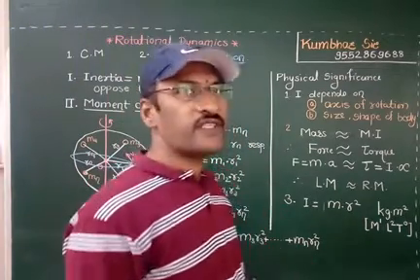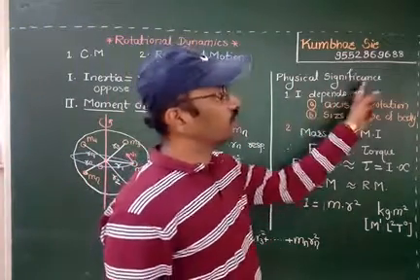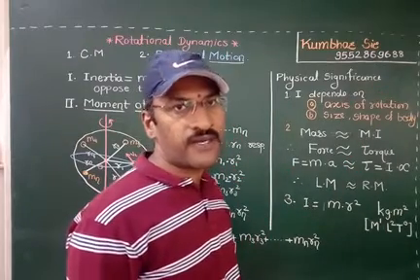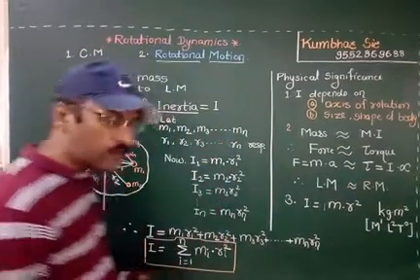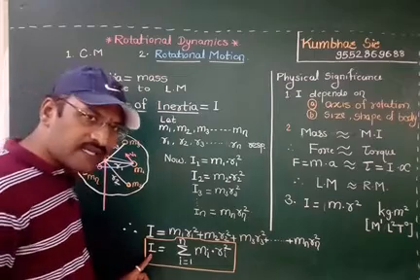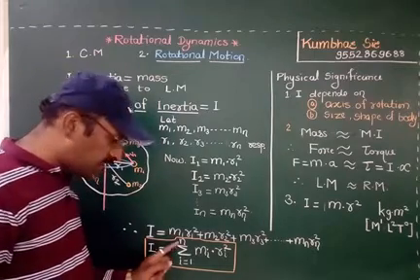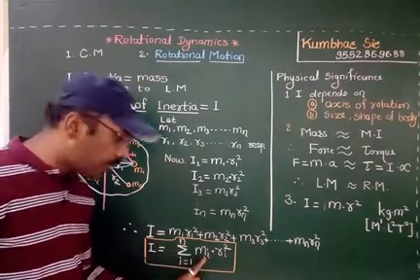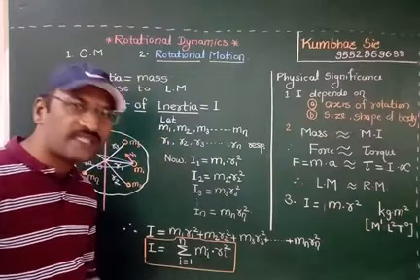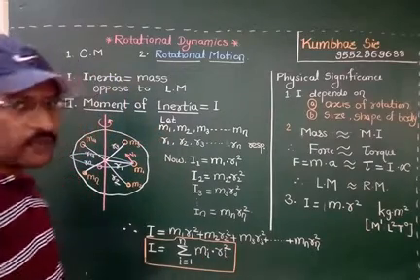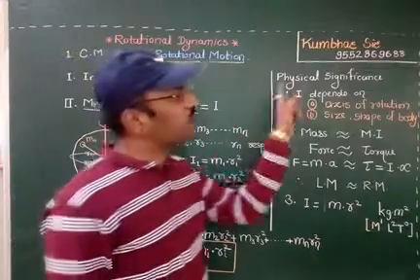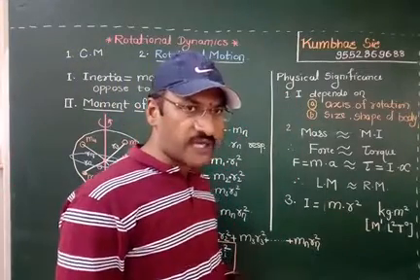Now we discuss what is the physical significance of moment of inertia. Before that, I repeat the definition of moment of inertia. Moment of inertia equals the algebraic sum of the product of mass of the body and the square of the distance between the axis of rotation and the mass of the particle. Now, what are the physical significances of moment of inertia?